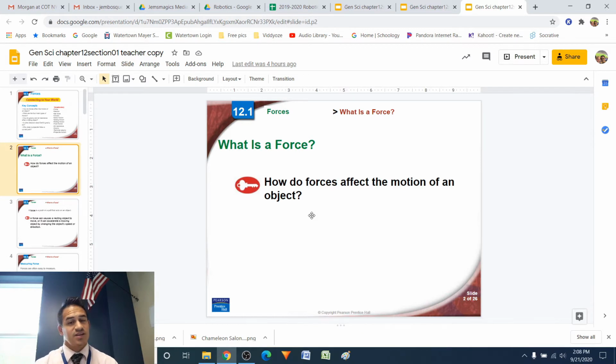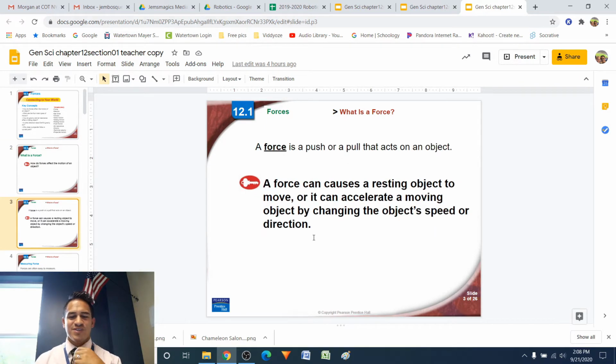Now, if you're like me and you think of the word force, I think of Luke Skywalker and Darth Vader and "use the force, Luke." No, not that kind of force. Okay. Well, in physics, we have forces.